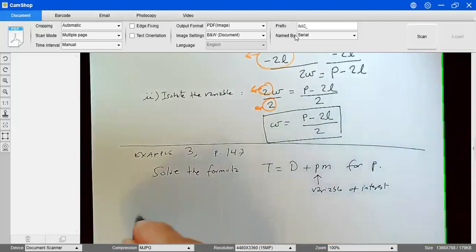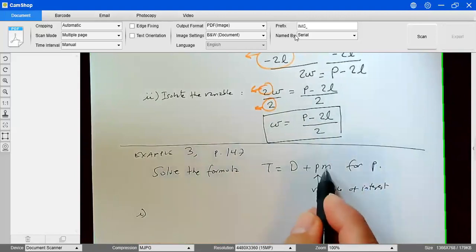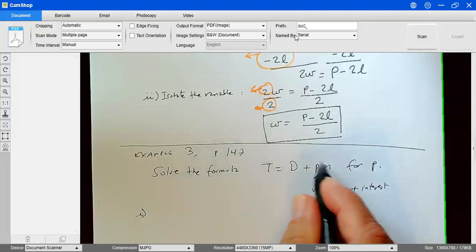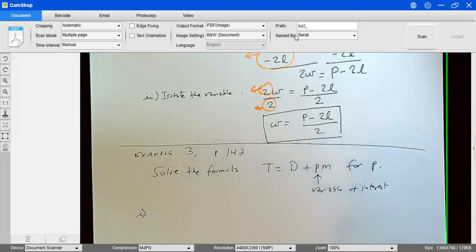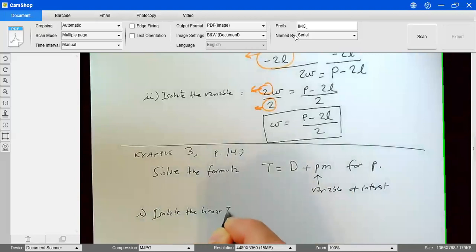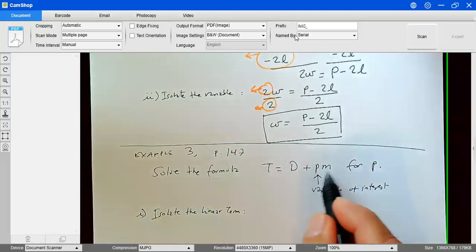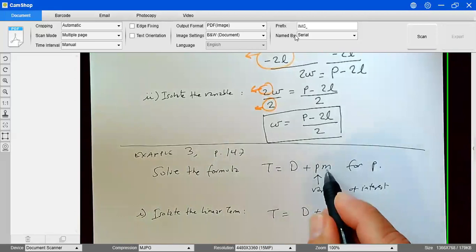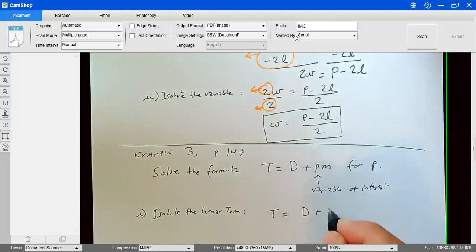So first step, this is our linear term. M is now going to be like the coefficient of P. So you can write this, writing M first and P after to see it as a coefficient. So we're going to isolate the linear term first. So what is the linear term? This is the linear term. So you have T equals D plus, and again, my variable is P, so M is the coefficient. So I'm going to write MP instead of PM. So now you see it as a coefficient.